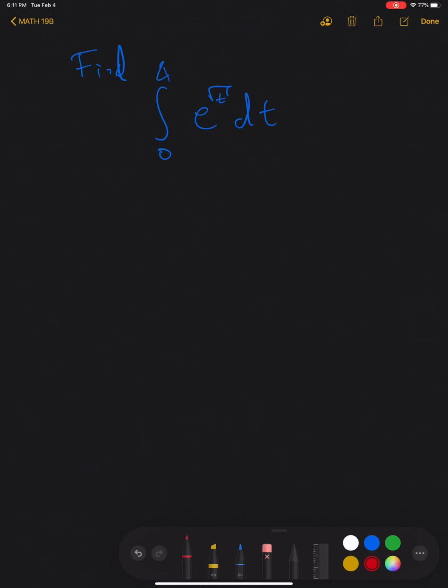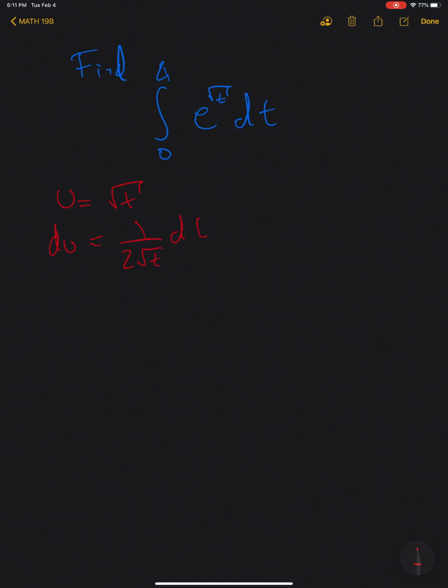So in here, let me start first by doing a substitution. I'm going to make the substitution u equals square root of t, which will give me du equals 1 over 2 times the square root of t dt. So again, I'm starting just by using a normal u substitution. If I do this, we have that the integral becomes the integral of e to the u, and instead of dt, I'll get 2 times the square root of t dt.